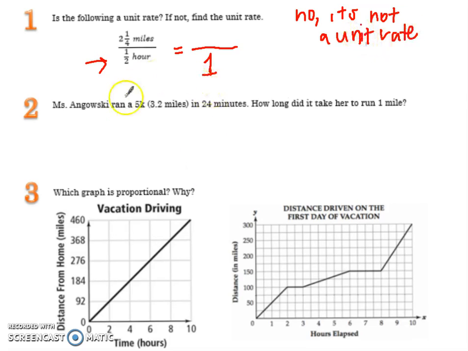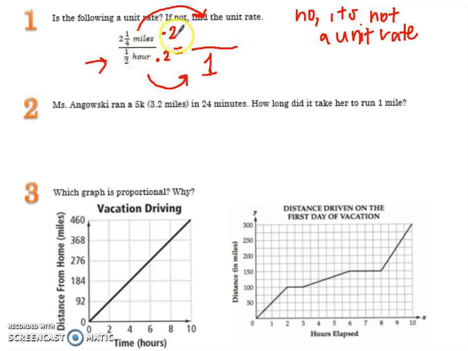Okay. And how do I now determine or find the unit rate? Well, I need to go from 1/2 to 1. So I'm going to multiply 1/2 times the multiplicative inverse, right? What is the multiplicative inverse of 1/2? That would be 2. And I would need to do the same on the top.